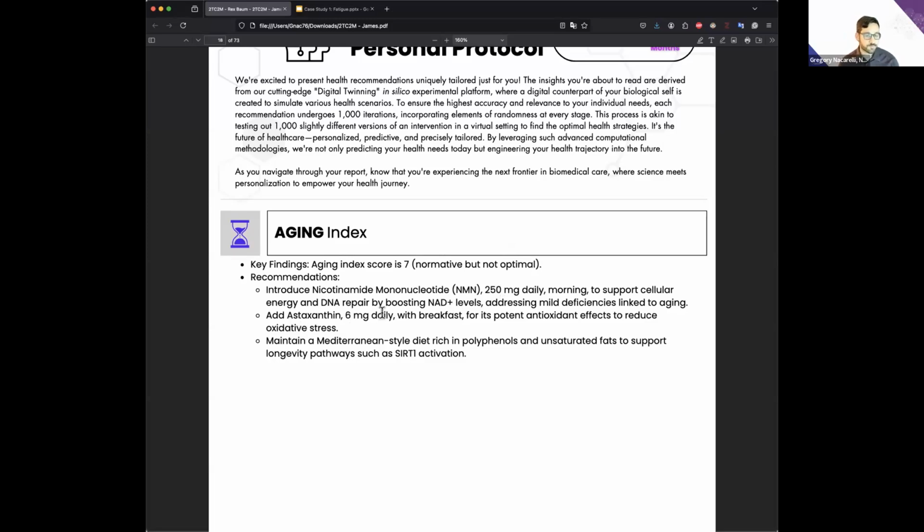Astaxanthin, antioxidant. I actually love this. This thing is really good. 6 milligrams daily. Dietary changes, Mediterranean style diet, rich in polyphenols and unsaturated fats. Super important. We got to change his diet up from where he's currently at. So we'll definitely want to be implementing that.